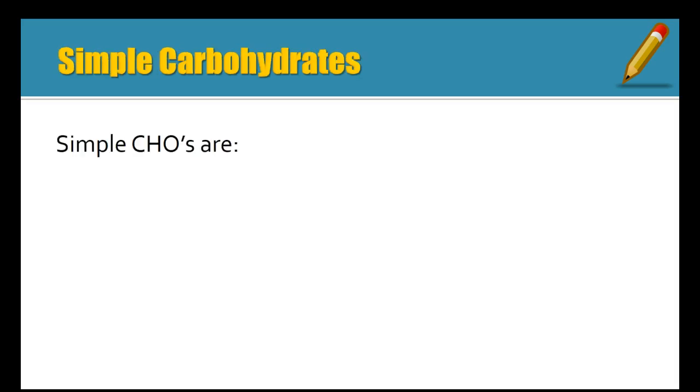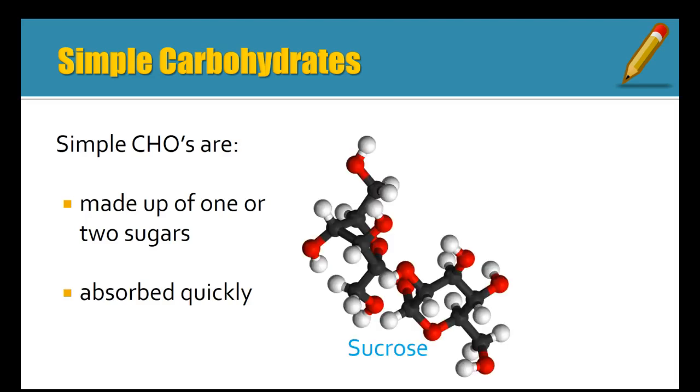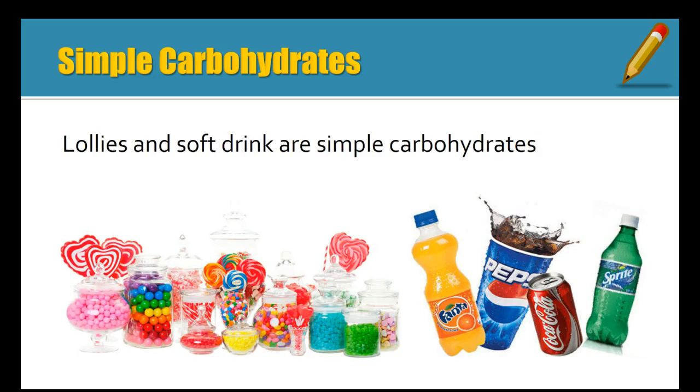So we have these two terms that we can break our carbohydrates into, simple carbohydrates and complex carbohydrates. Simple carbohydrates are made of one or two sugars and are absorbed quickly into our bloodstream. So sucrose and fructose are examples of simple carbohydrates and are broken down quickly, like the video just said. Lollies and soft drinks are really good examples of simple carbohydrates, and they provide a burst of energy over a short period of time.